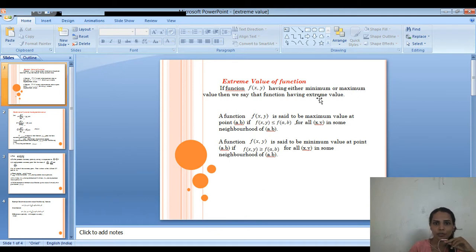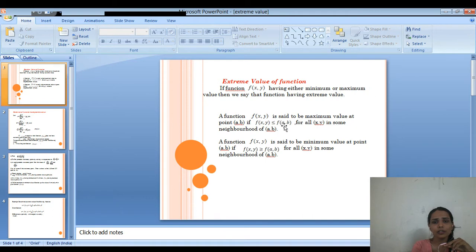What is the minimum value of a given function? So function f of xy is said to have a maximum value or minimum value. How can we judge this? A function f of xy is said to have a maximum value at a point, say (a, b), if f of xy is less than or equal to f of ab for all xy in some neighborhood of ab, then you can say that it is a maximum value.